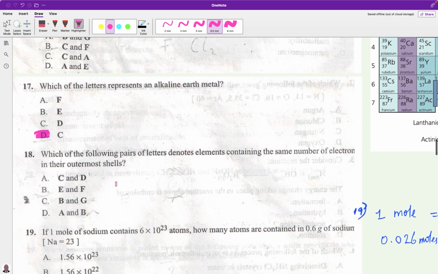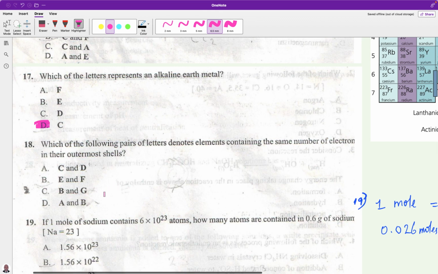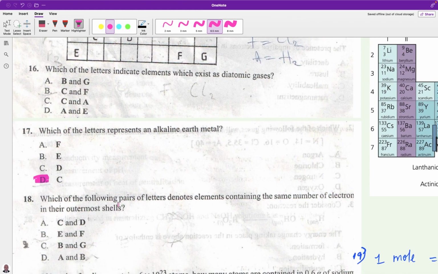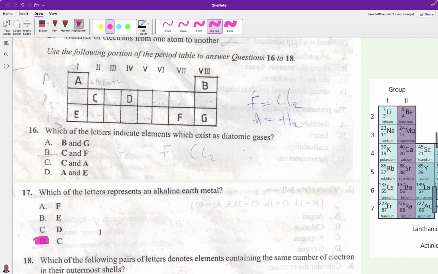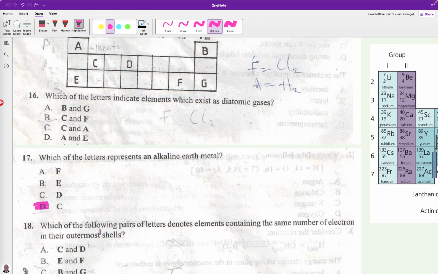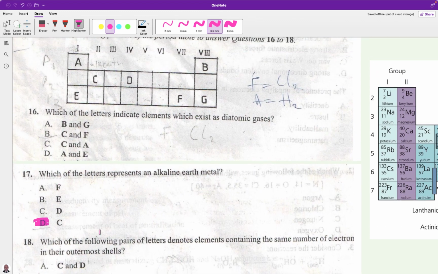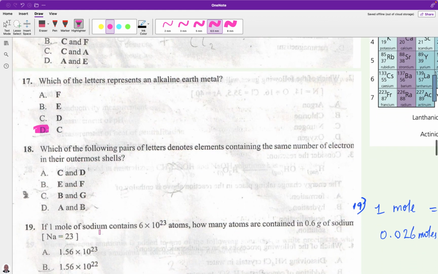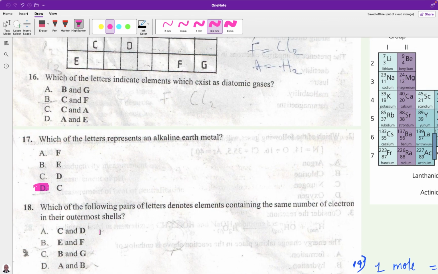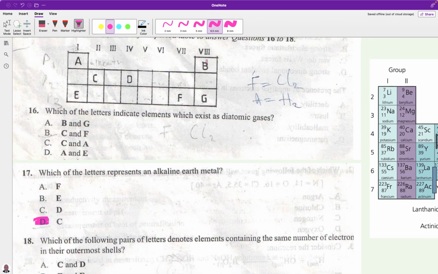For question 18, we will have the same number of electrons in the outermost shell. C and D, no. B, E and F, E and F, no. C, B and G, B and G.